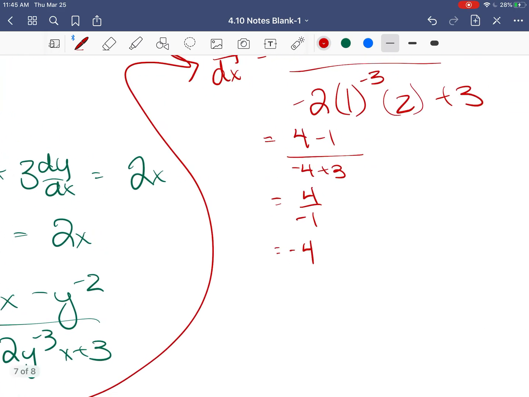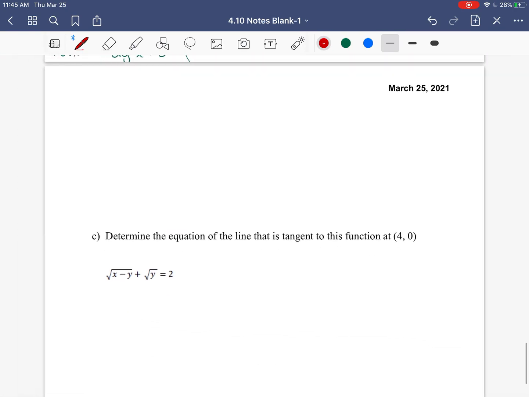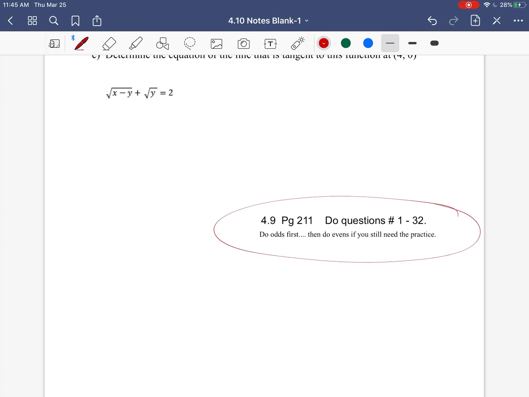So that's our slope. We already know our point, so I would do slope point form. y minus 1 equals negative 4 times (x minus 2). There's our equation of the line. I'm not going to do example C. It's literally the same thing.